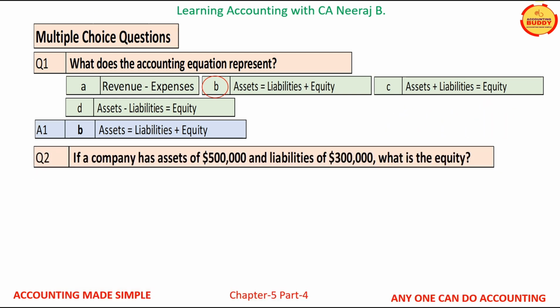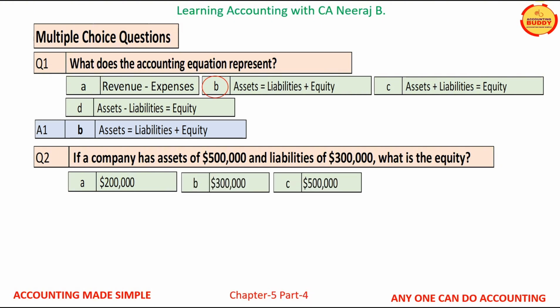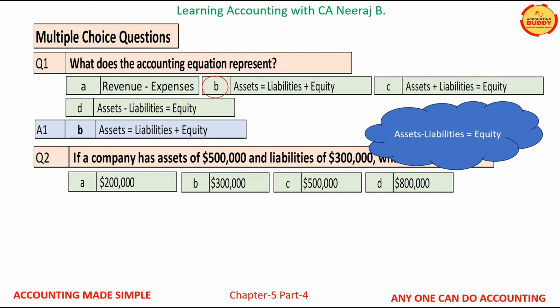Question number 2 on your screens is, if a company has assets of $500,000 and liabilities of $300,000, what is the equity? The options are option A, $200,000, option B, $300,000, option C, $500,000, and option D, $800,000. We know that equity is equal to assets minus liabilities. So therefore, the answer is A, $200,000.